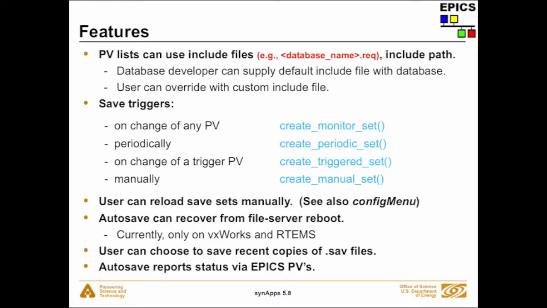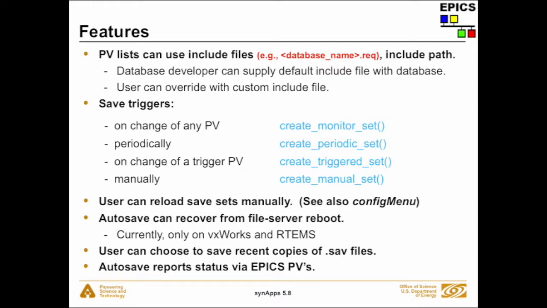The save triggers that Autosave uses are the following. On the change of any PV, and you specify this by issuing the create monitor set command in your startup file. This is what we always do. This is almost the only thing that we always do. This is how the settings and the positions files are maintained. But you can also save periodically. You could tell Autosave to save something every hour, every 3 days or whatever.